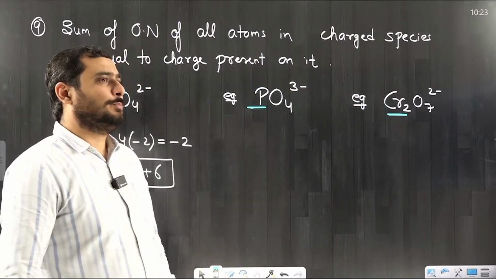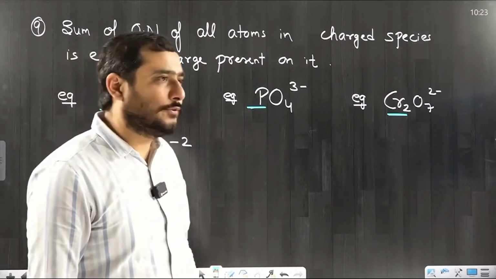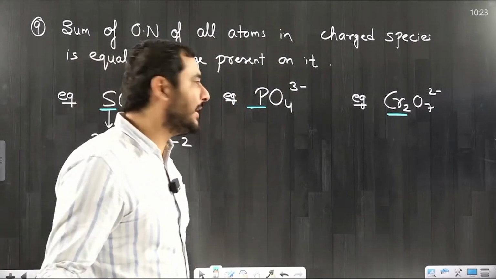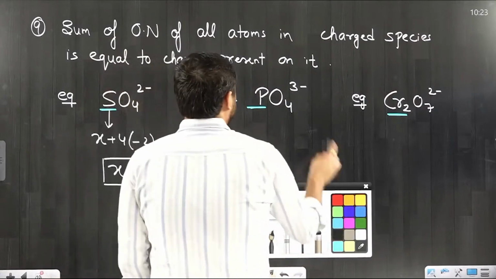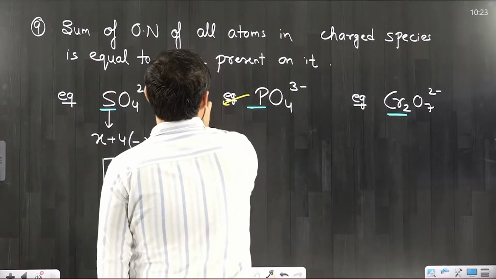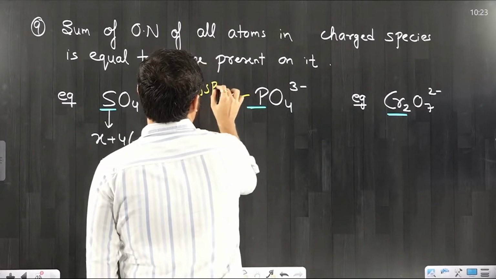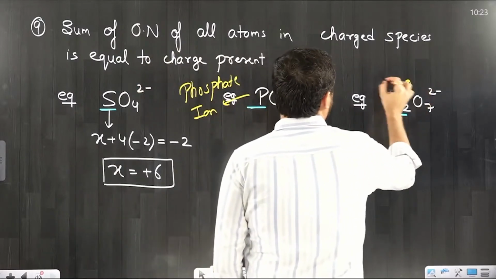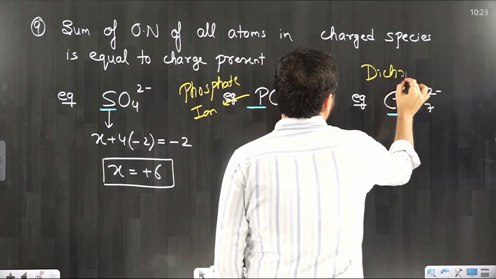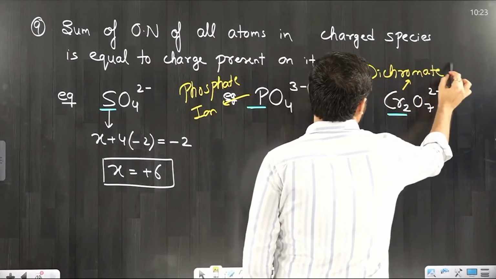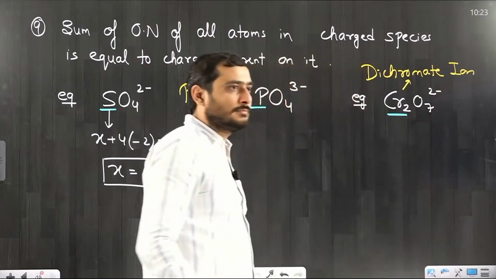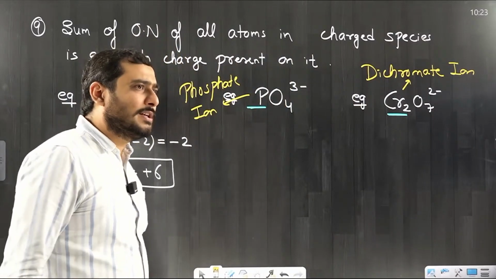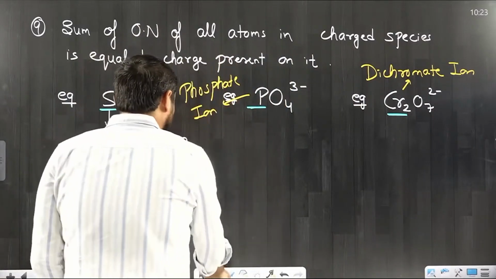For phosphorus, plus 5, correct. And solve for dichromate, Cr2O7 2-, the name is dichromate ion. This PO4 3- is called which ion? Phosphate. And this Cr2O7 2- is called which ion? Dichromate ion. For dichromate, no, plus 12 is not correct. Plus 6. Plus 5 and plus 6.